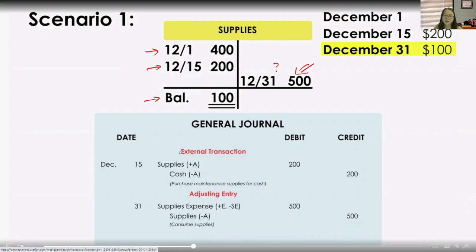So therefore, in terms of the external transaction, which is chapter 2's learning objective, is to debit supplies for $200 during the period, right? And credit cash, because we paid cash for it, so that's why it's called a prepaid supply. And now on December 31st, we find out there's only $100 left, hence we back out that $500 was used during this period.